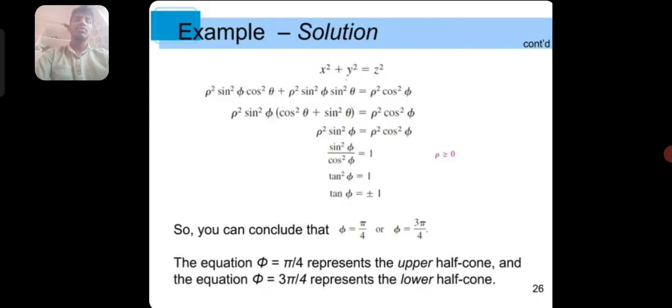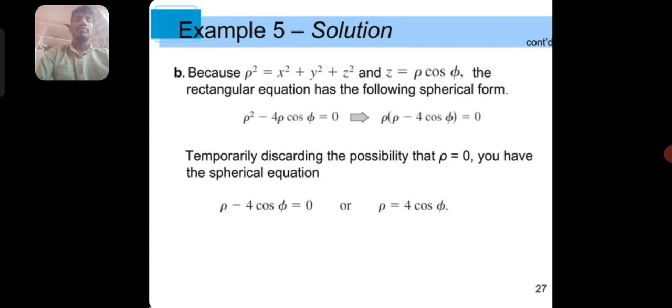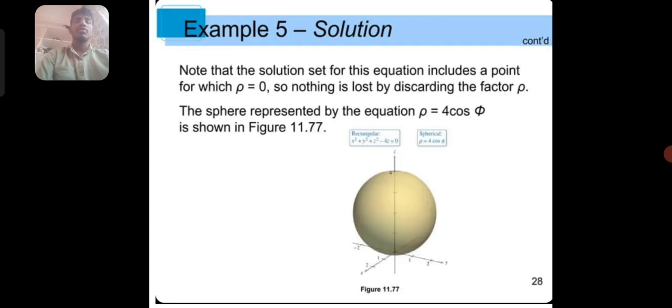Here is the solution. So we conclude that phi equals pi by 4 and phi equals 3 pi by 4. The equation phi equals pi by 4 and phi equals 3 pi by 4 represents the cone. And example 5 is the solution. And example. Thank you.